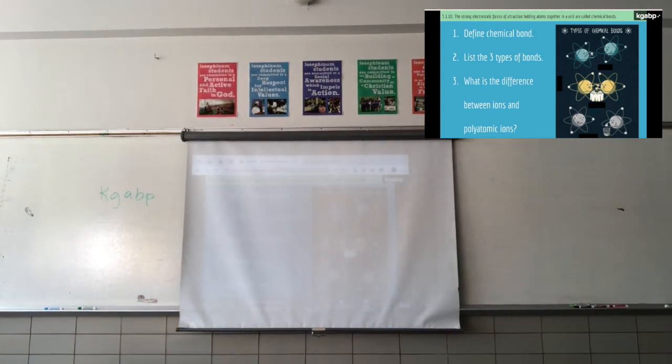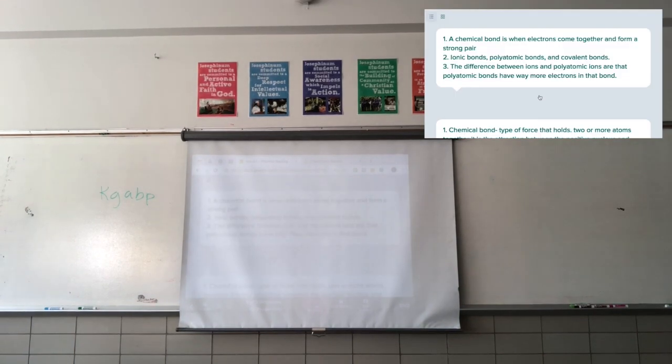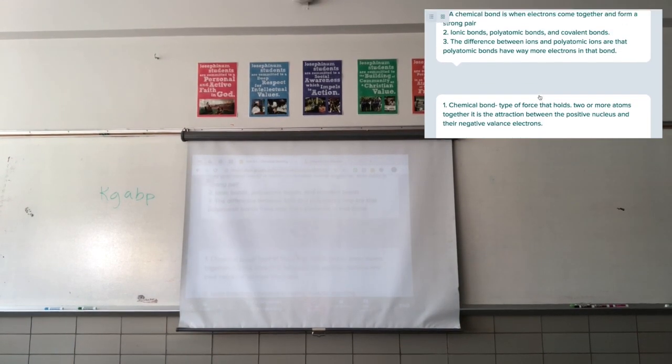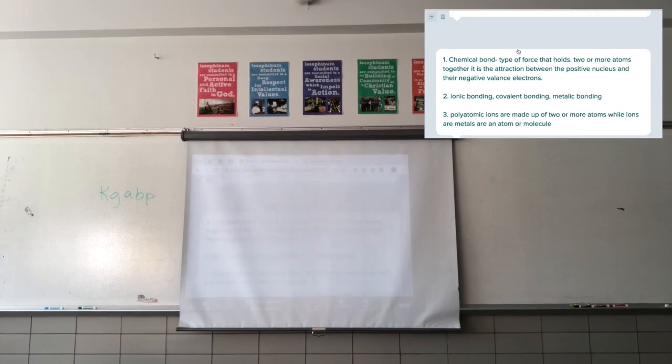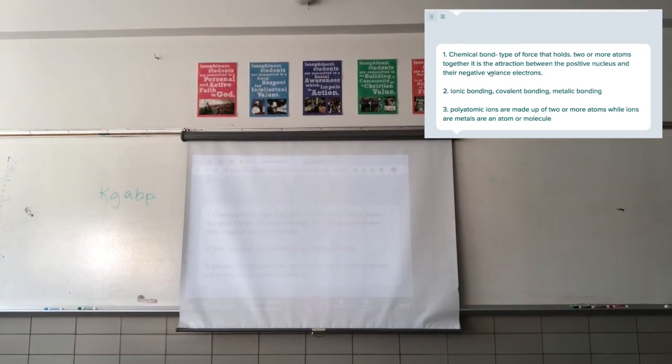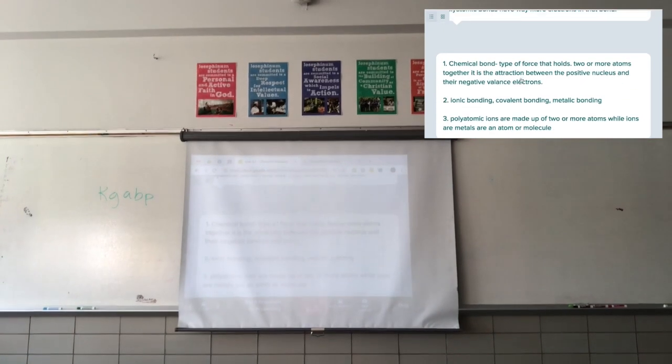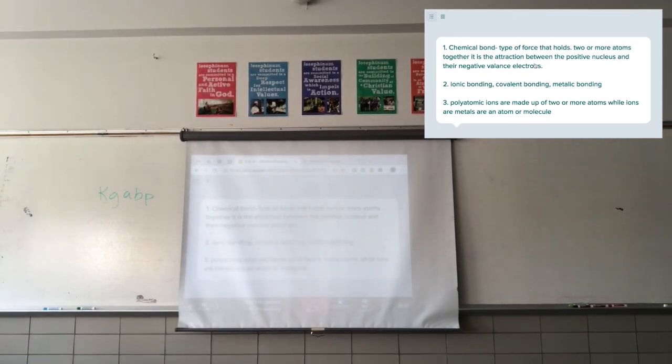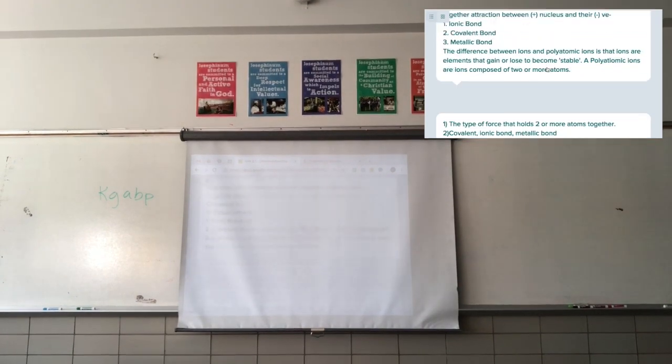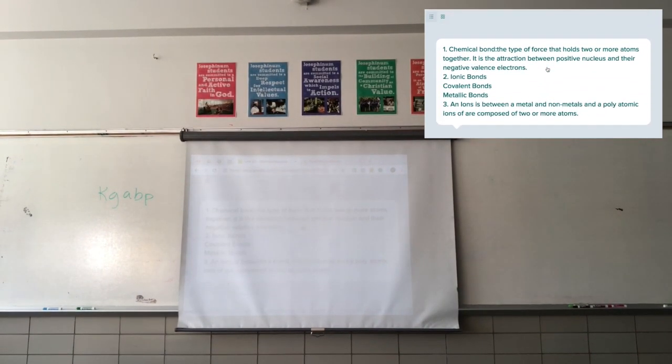All right, so let's see what some of you have written. Chemical bond is when electrons come together and form a strong pair. Good. A type of force that holds 2 or more atoms together. Good. An attraction between positive nucleus and negative valence electrons. Perfect. I love that this person included that it's the valence electrons that are involved in a chemical bond. If you don't have that in your notes, that valence electrons are the ones involved in the bonds, make sure you write that down, okay? Yep, a force that holds 2 or more atoms together.